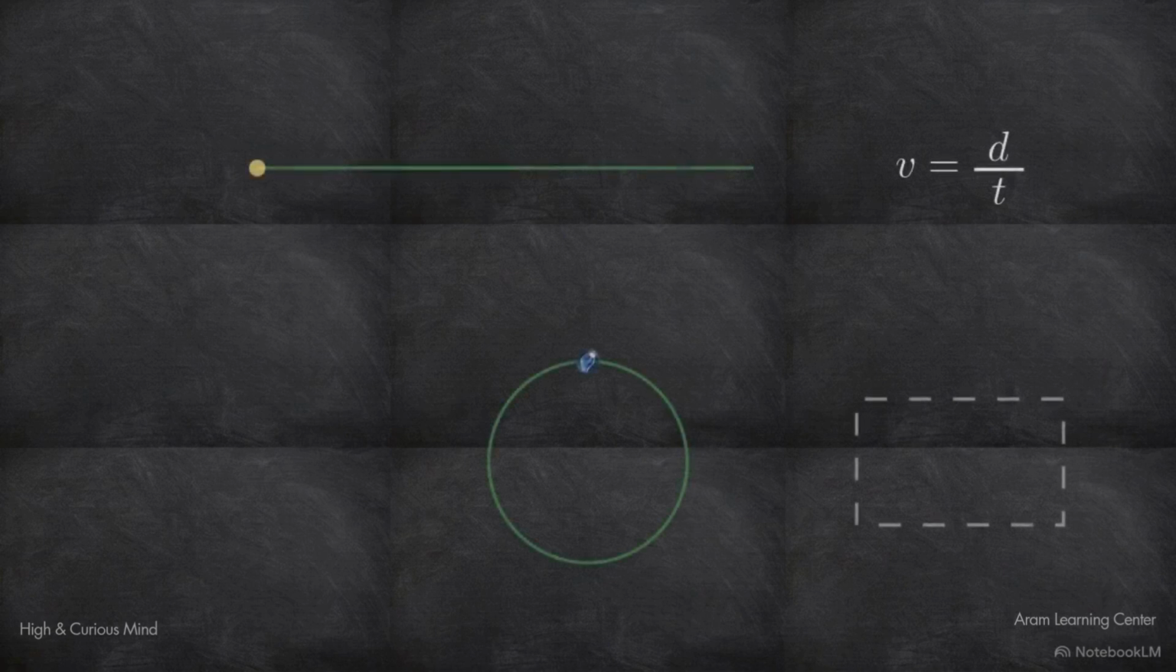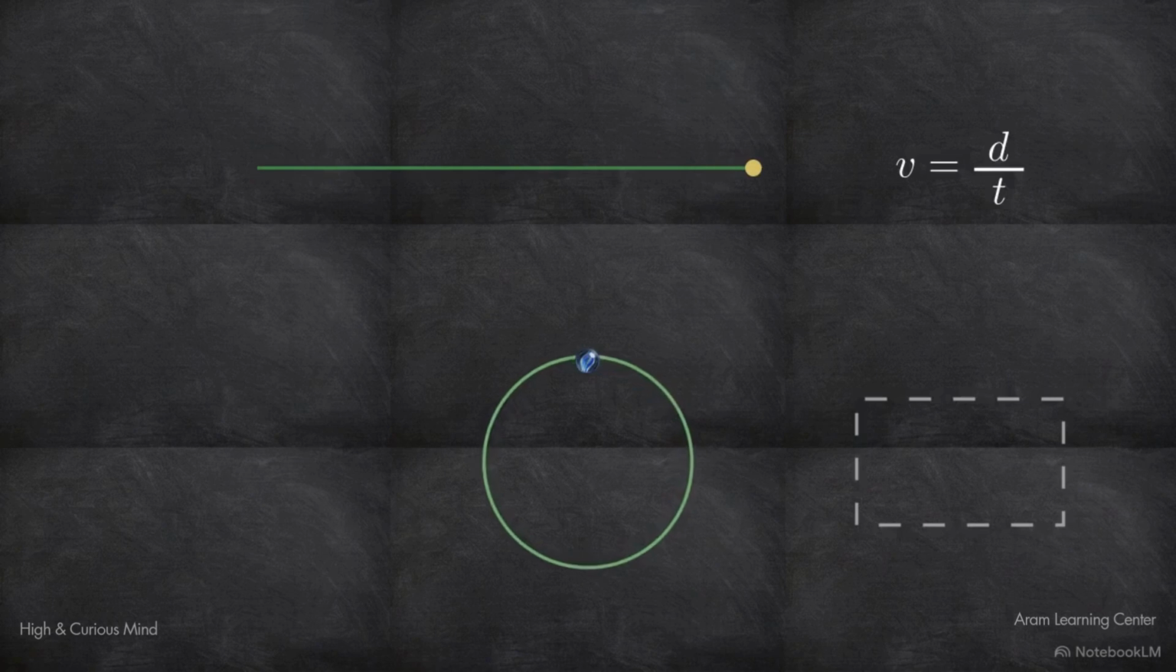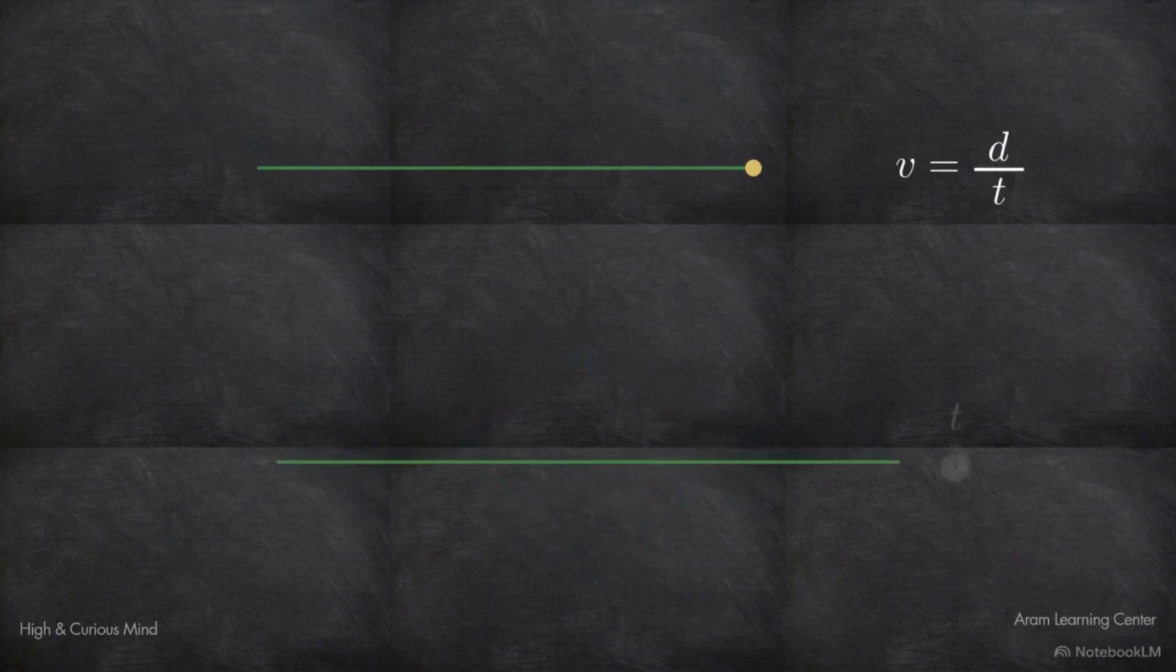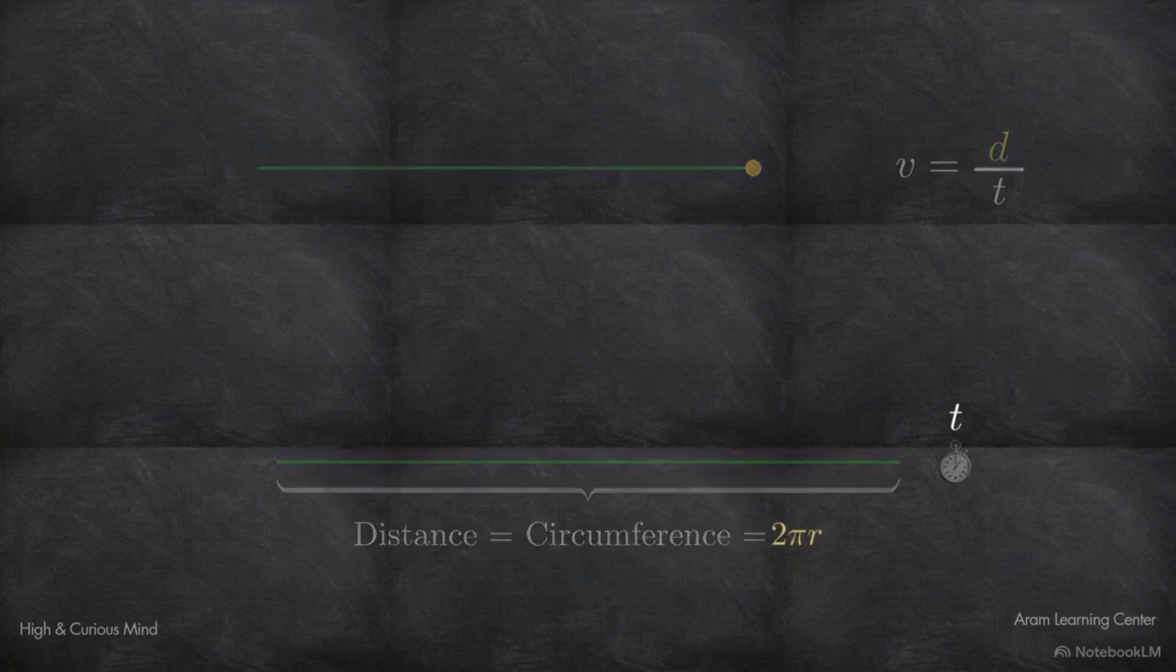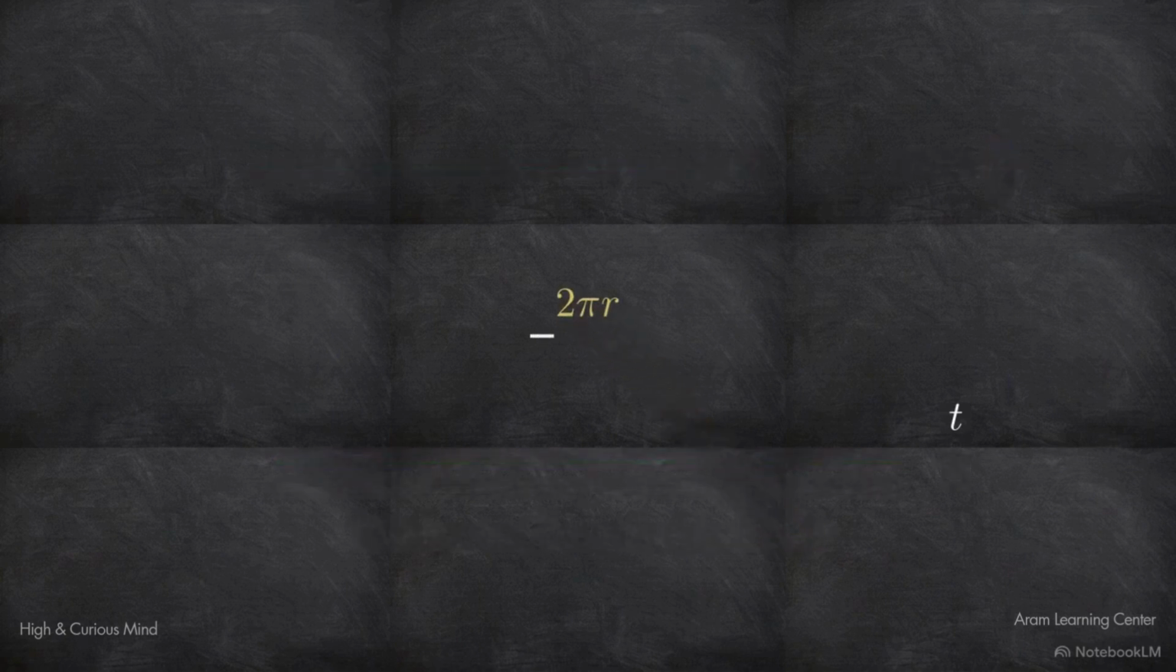Once we know an object is in uniform circular motion, we can calculate its exact speed by adapting the formulas we use for a straight line. Instead of measuring a straight highway, our total distance is the perimeter of the circle. If you unroll that circle into a straight line, the distance of one full journey is the circumference, which we calculate as 2 pi r. Since average speed is just total distance divided by time, we take our circumference, 2 pi r, and divide it by the time it takes to complete one revolution. That gives us our standard equation for speed in uniform circular motion.